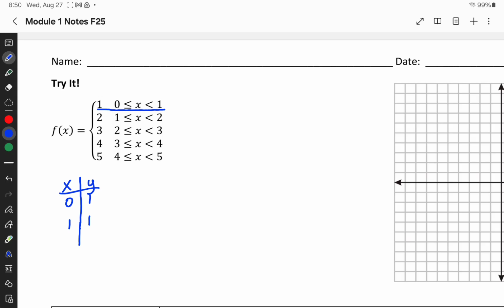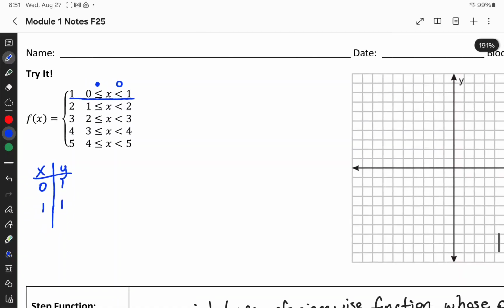So 0 goes to 1. 1 goes to 1, and then notice that it is less than or equal to on the left, so closed point first, and then just less than for the second, so open point second. So I'm going to start with my closed point over here on the graph at 0, 1. I'm then going to put an open point here at 1, 1, and then connecting those, I'm just going to get a very small piece of my graph, which is a straight line in between them.